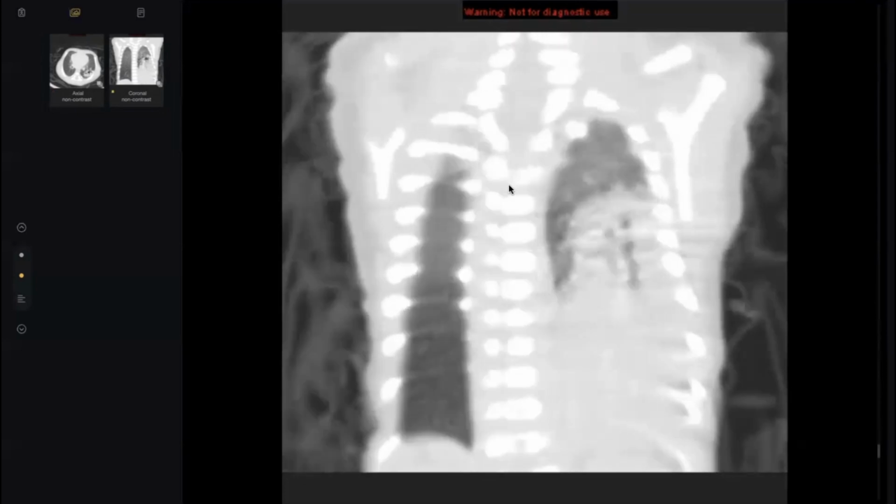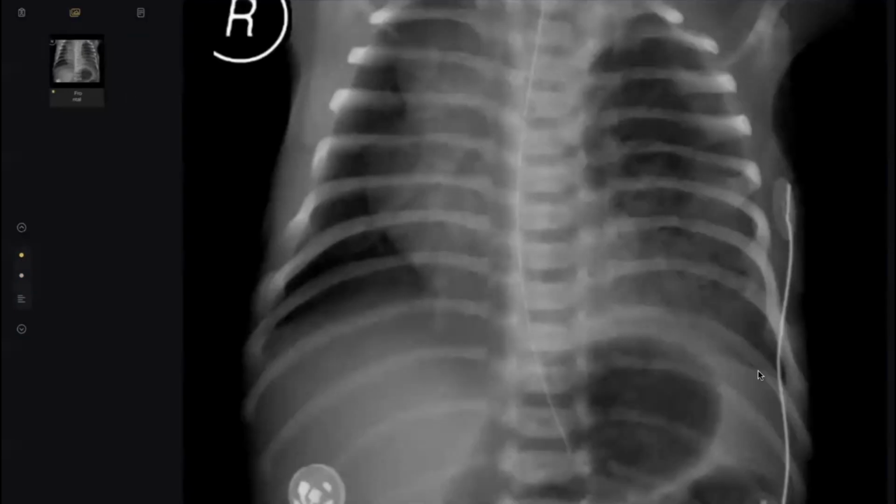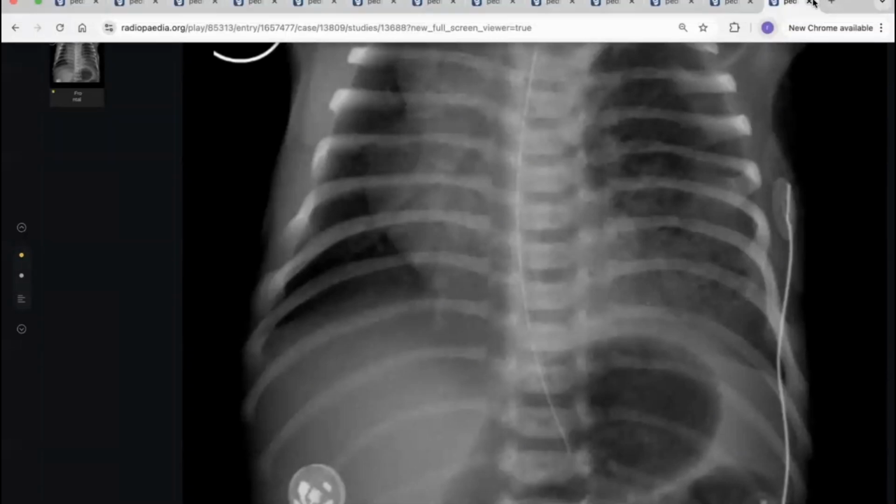First differential diagnosis is congenital adenomatoid malformation. Other differential diagnosis here may also be diaphragmatic hernia, but see, this is the diaphragm, this one, and this is the stomach. This is the colon. Okay? So diaphragmatic hernia is not possible. Thank you, doctor, so much.